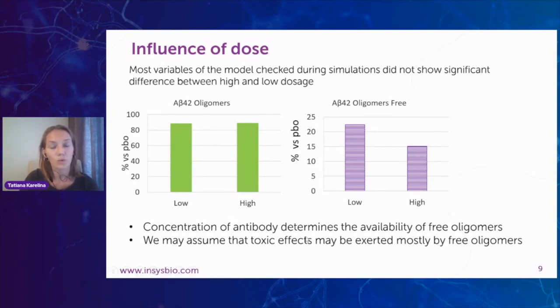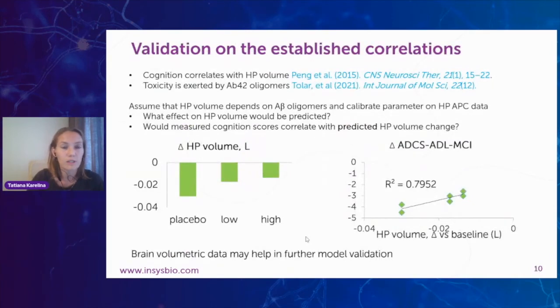So first of all, we can see that concentration of antibody actually determines the availability of free oligomers. And probably if there is some difference between dosages in toxic effects, then toxicity should be exerted by free A-beta 42 oligomers. So to test some of our assumptions, we also wanted to perform some tricks.